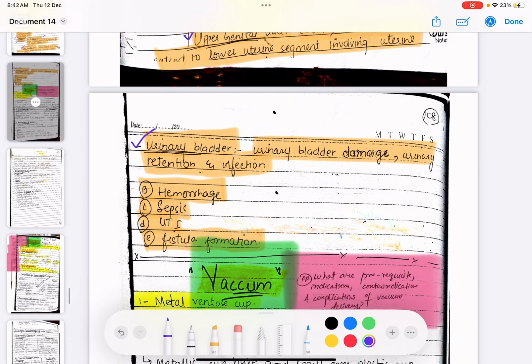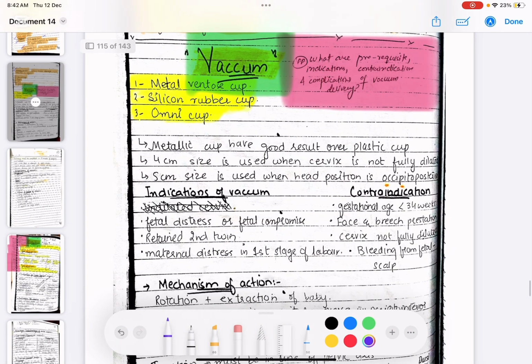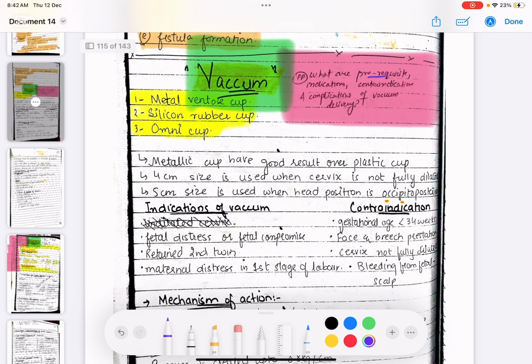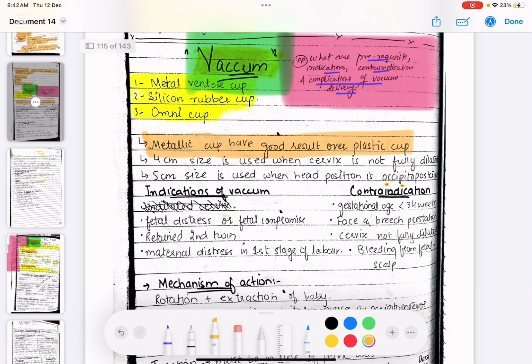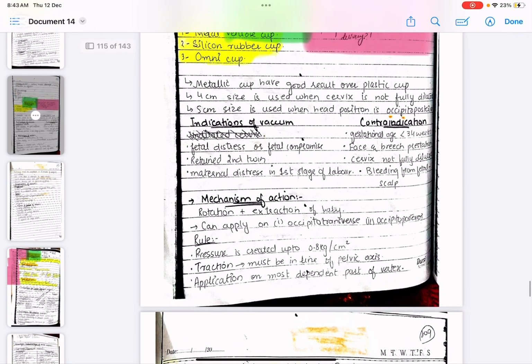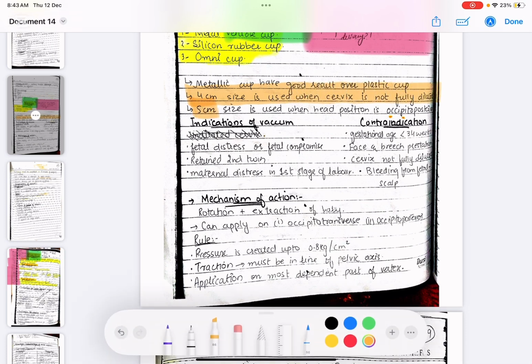Now coming towards the next topic, that is vacuum. So we have a question: what are the prerequisites, indications, contraindications, and complications of vacuum delivery? Okay, the metallic cup has good results over the plastic cup. Vacuum is done through a cup, so the metallic cup has good results over the plastic cup. A 4 centimeter size is used when the cervix is not fully dilated, and a 5 centimeter size is used when the head position is occipito-posterior. Now, the indications of vacuum are that fetal distress or fetal compromise is present, retained second twin is present, and maternal distress in the first stage of labor is present.